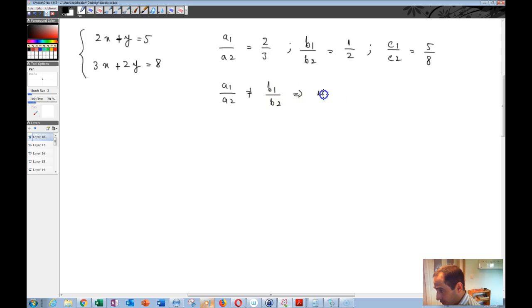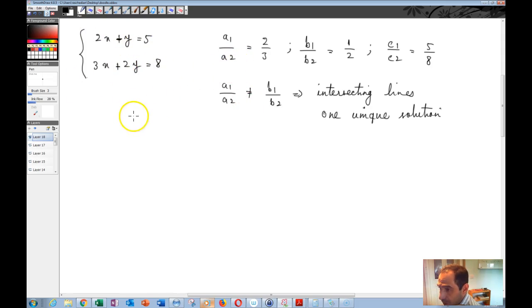That means that you have a pair of intersecting lines. And so you have one unique solution. Okay, since you have one unique solution, you can actually solve the problem. And in order to solve the problem, you can use the formulas that we had before. I'm not going to do that chart anymore. So I'm sure you already know those formulas.